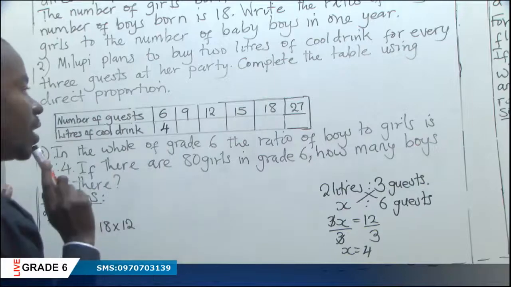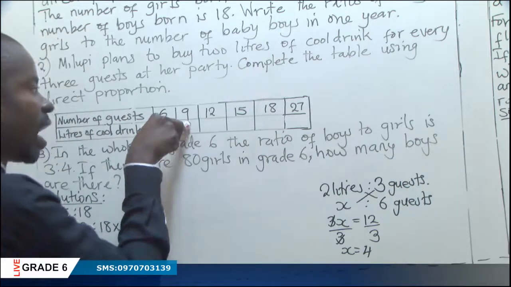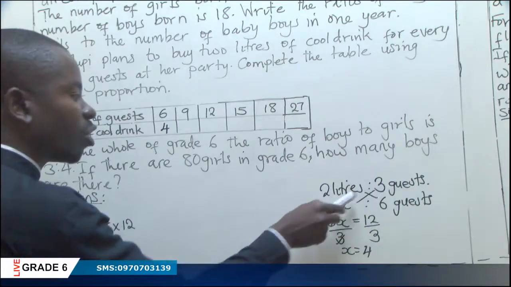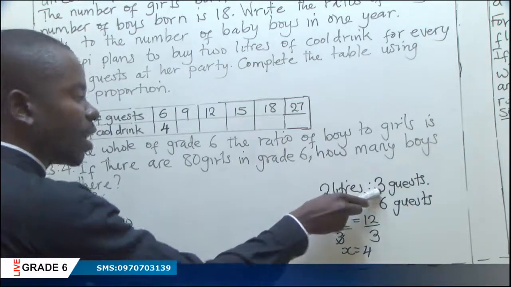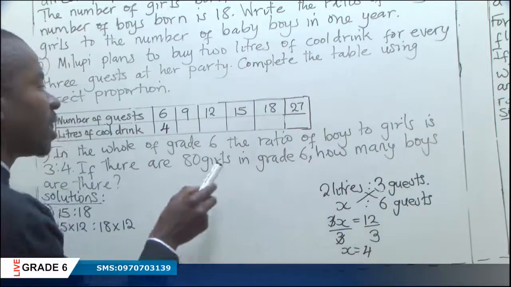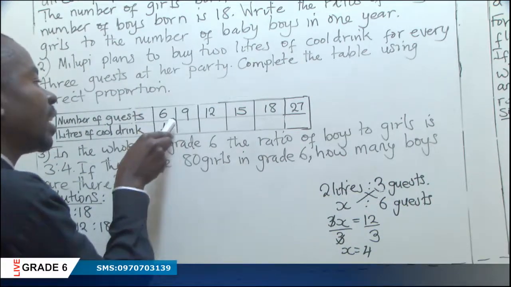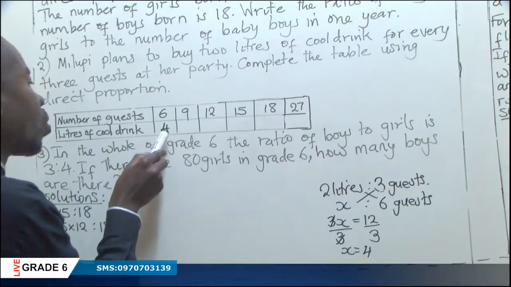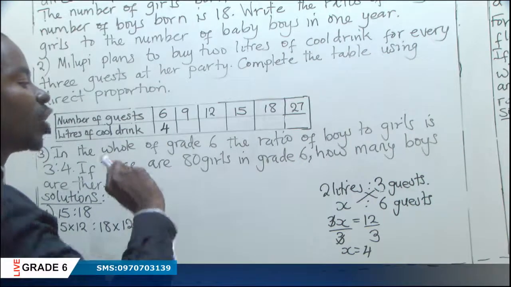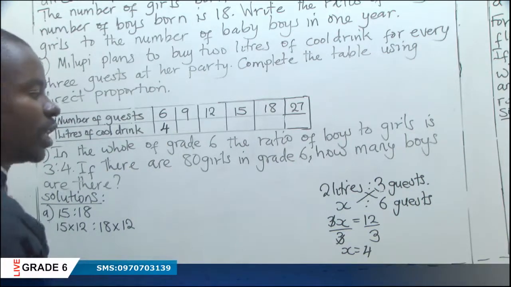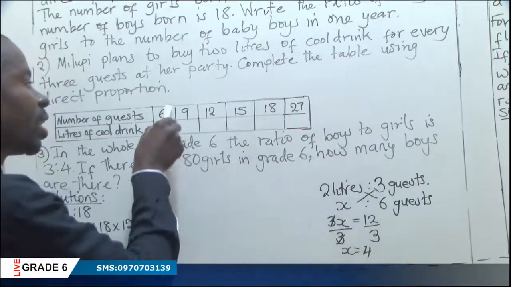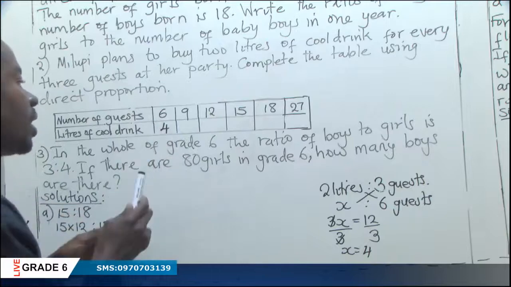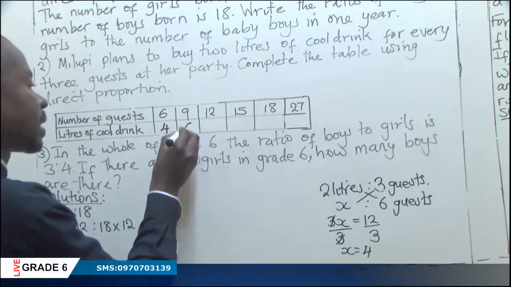What about for 9 girls? Meaning that 3 more girls have been added to 6 and they have become 9. We know that he buys 2 liters for every 3 girls. So, since only 3 girls have been added to 6 and it has become 9, it means that even here where there is 4, we are going to add 2 liters. Why? Because 2 liters is for 3 girls, and we know that 3 girls have been added to make 9. So when we add 2 liters there, it becomes 6.